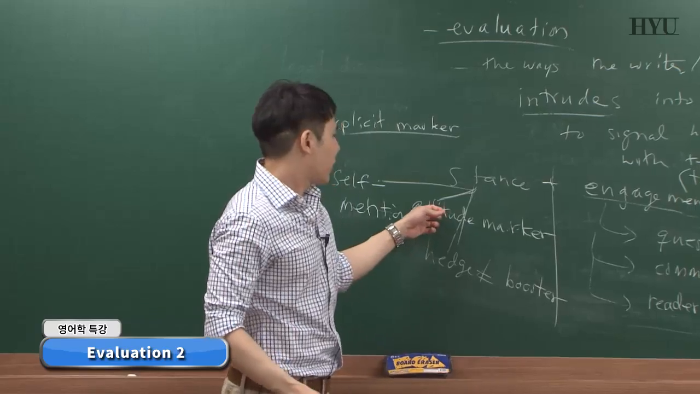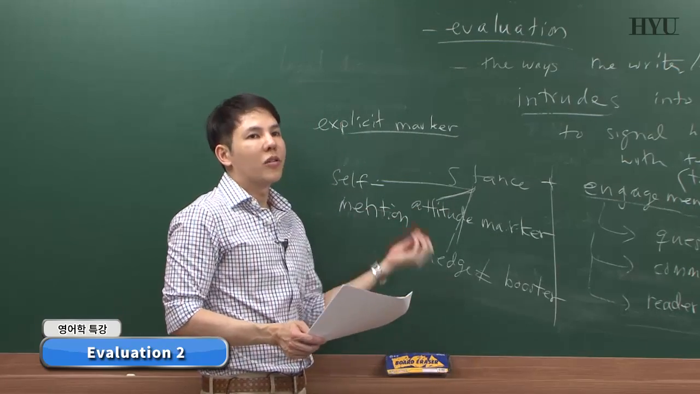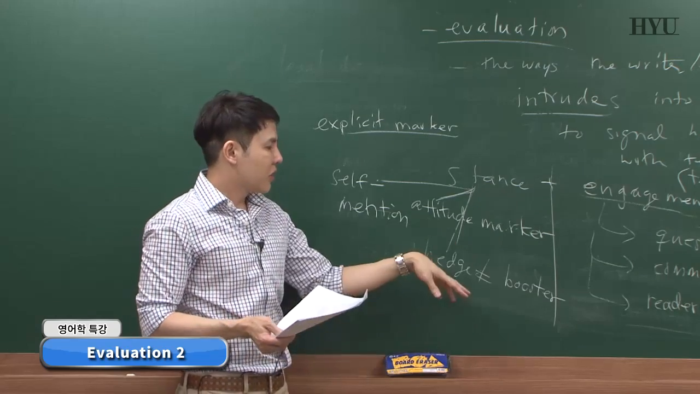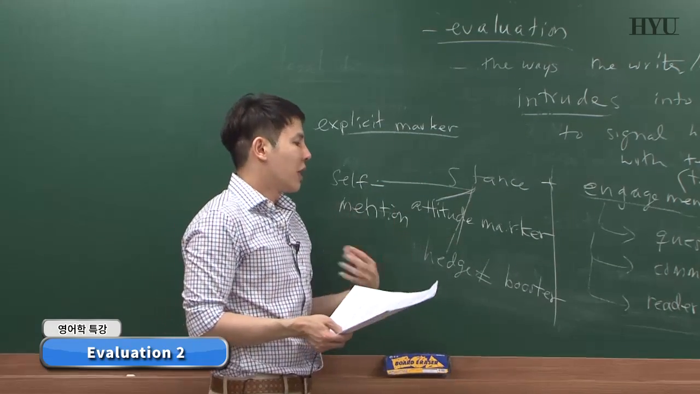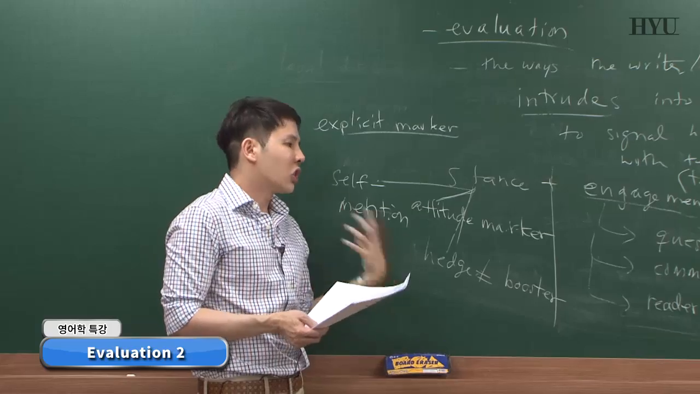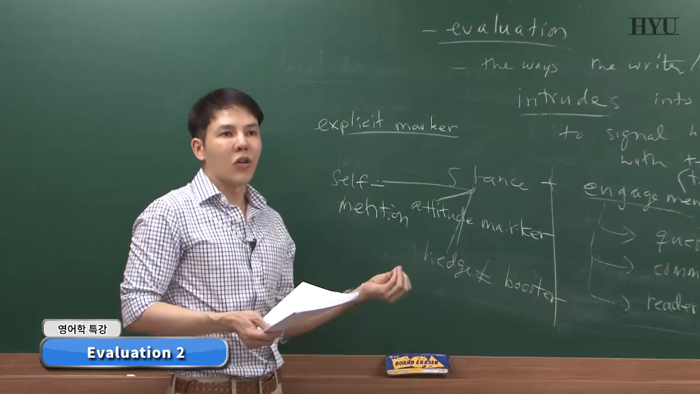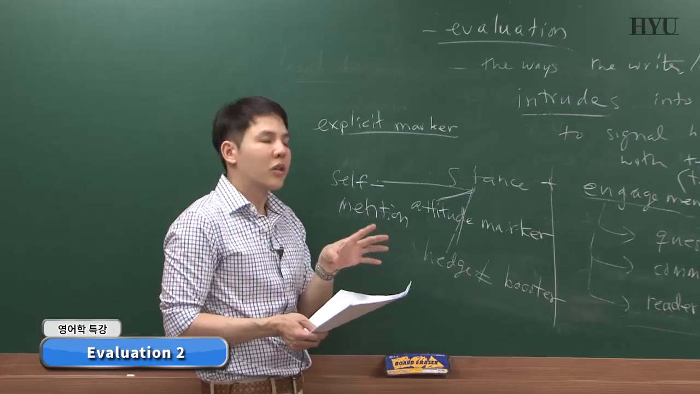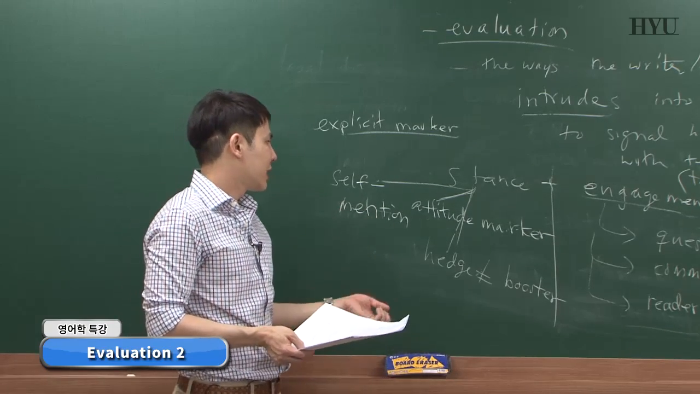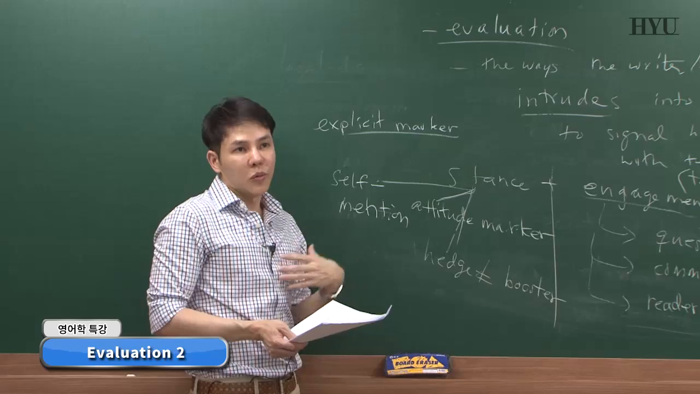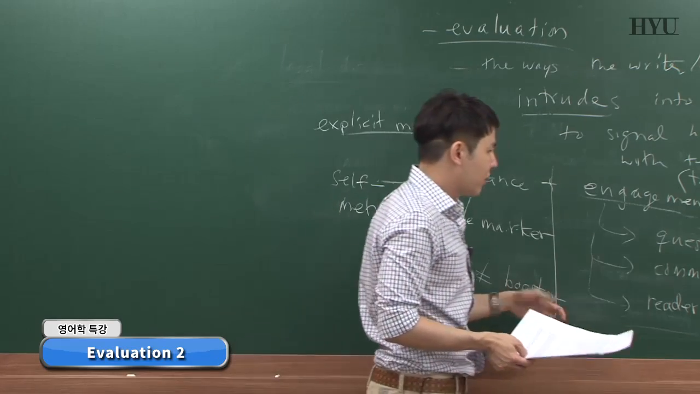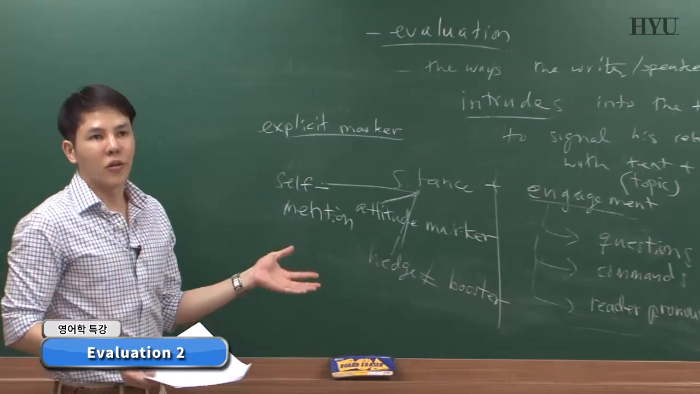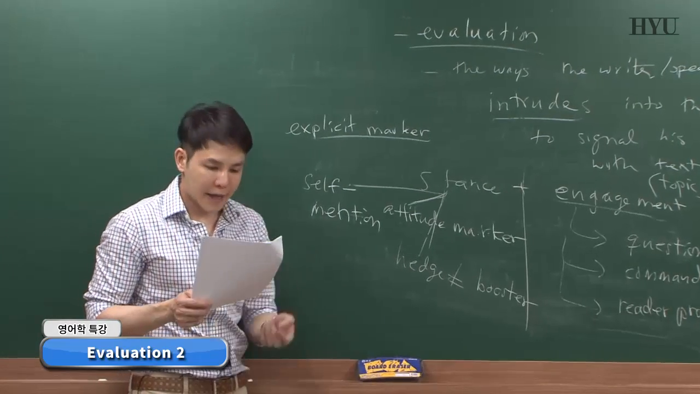So attitude marker, things that are good, bad, reliable, not reliable, important, not important. Hedge and booster, they have to do with how firm, how certain, how steady you are towards the truth of a proposition, towards the truth of a sentence. Self-mention, I or we, like that, my position. So question, commands, you, everyone knows, and reader pronouns, everyone knows, right? You or we, like that.